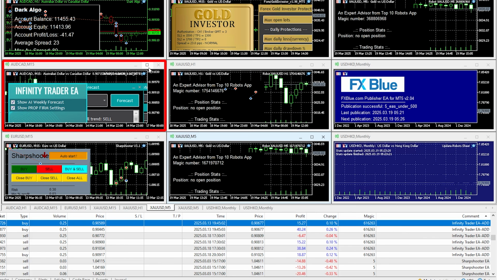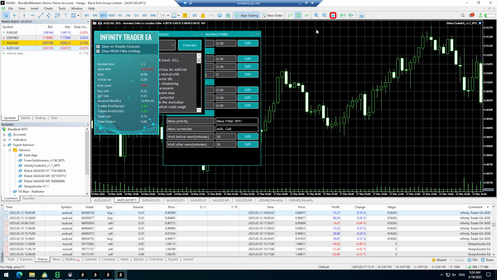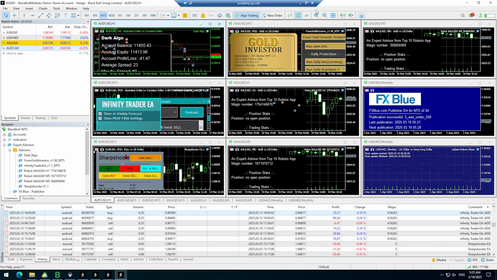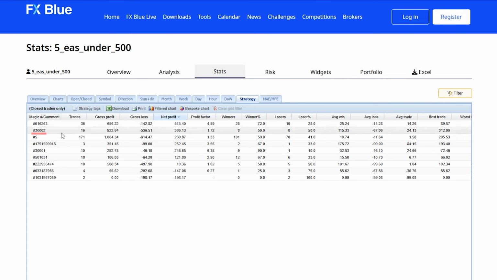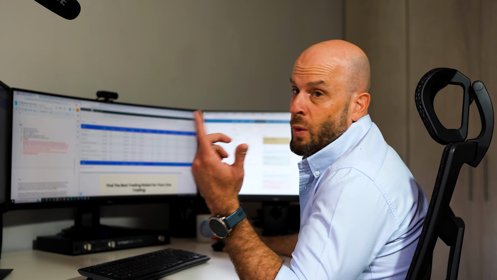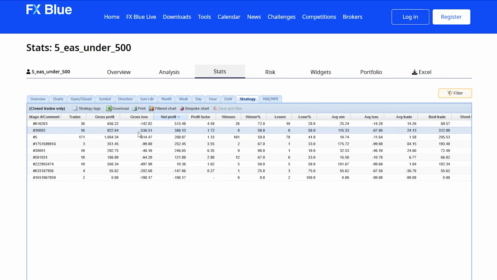It's this EA right here, and if you remember from the first part, it is trading on the Aussie dollar, Canadian dollar. Okay, so let's have a look at the rest of them. I'm going to go back to FX Blue. Right, second spot is 3002, and I know that that is the Forex Gold Investor. That is the second strategy. So the Forex Gold Investor has 2 strategies built in. 3001 and 3002 are the magic numbers by default, and we can see that it did very well as well.